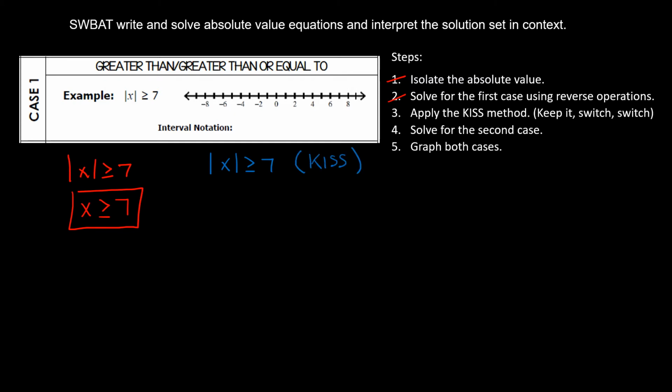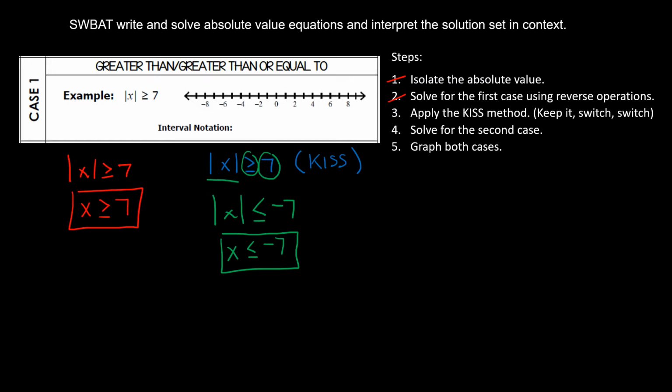That KISS method means keep it, which what we're talking about is we're going to keep the absolute value, switch the inequality and switch the value there. So what that'll look like is we'll see the absolute value of x, because we're keeping it. We're switching the inequality, so we're flipping directions, and we're switching the number from positive to negative. And this is what we're going to be solving. So when we drop the absolute values, we get x is greater than or equal to -7. And these are our two solutions.